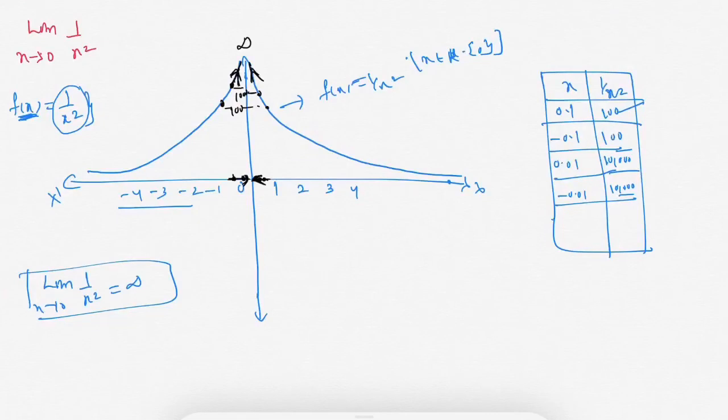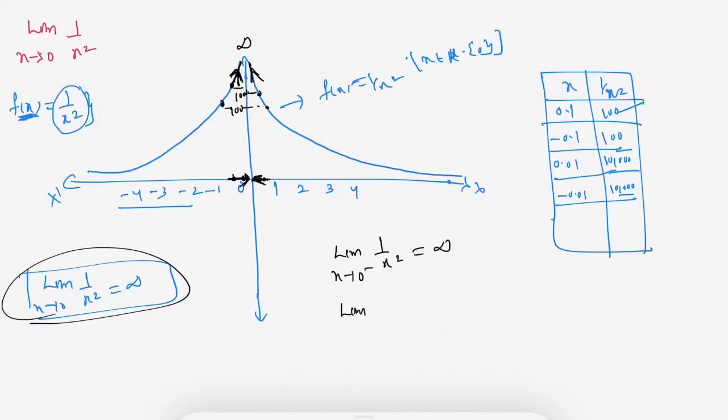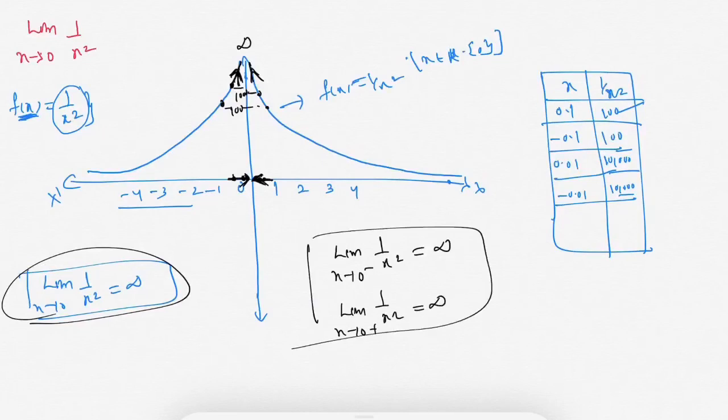So for this function, the limit exists. Why? Because limit x tends to 0 minus of 1 by x square is how much? As x is from the left hand side, it is approaching infinity only. As x is tending to 0 plus from the right hand side, that is also infinity. That's why the limit exists. Limit x tends to 0 of 1 by x square is infinity. The limit exists.